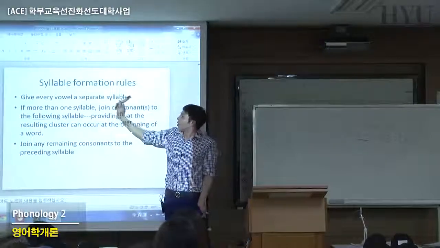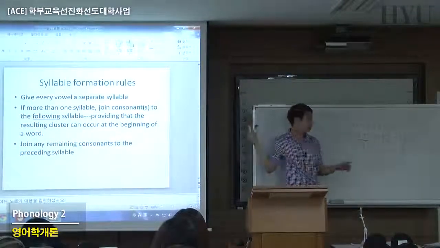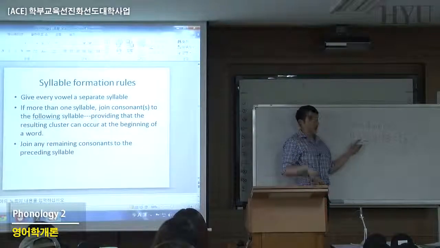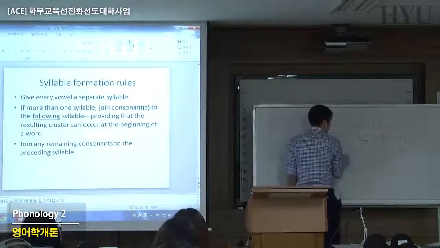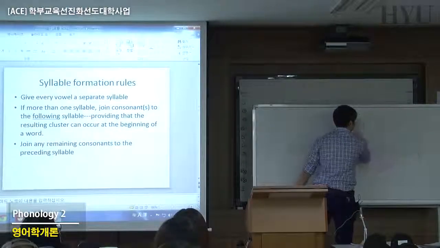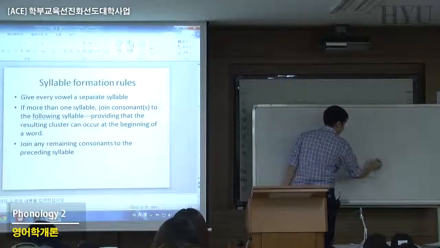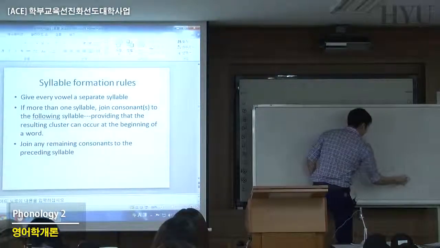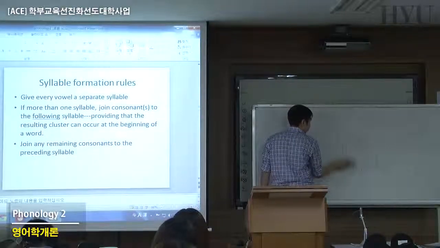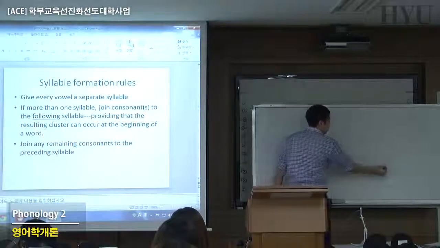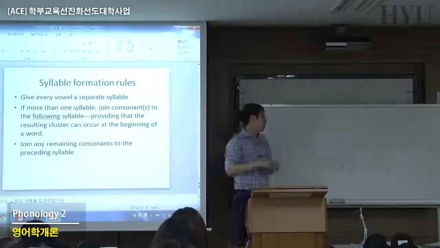So first, give every vowel a separate syllable. This is what we did, okay? So the first step is, this is a vowel, a diphthong counts as one. So one, two, and three. So we have three syllables here, okay? I'll do it again. So bound-a-ries. We have one, this is the nucleus, this is the vowel, this is the vowel, so they are all the nucleus, right? So they are all the nuclei, right?